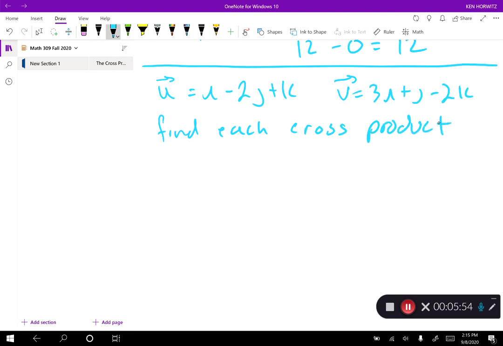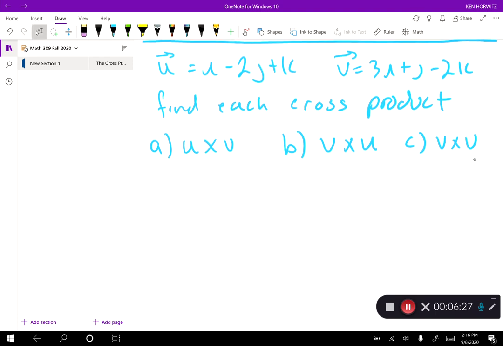Now the cross product is denoted as follows. For my first one, I'm going to do u, and this x is now cross product. If you have two vectors on either side of an x, that is cross product. It's not traditional multiplication. My second one is going to be v cross u, and my third one is going to be v cross v. Why don't you pause the video, try any one of these three, and we'll talk about the answers on the other side.